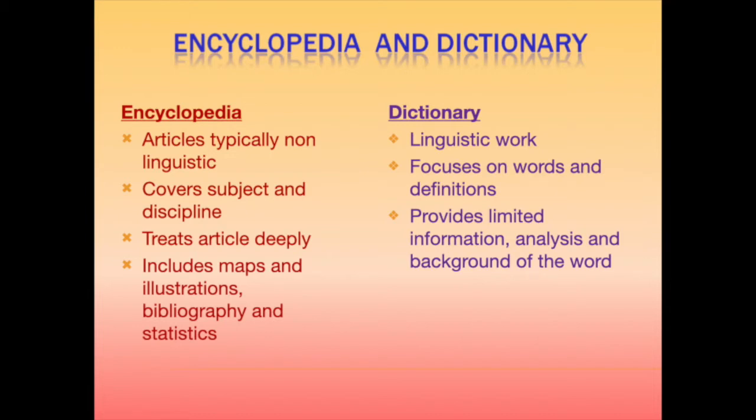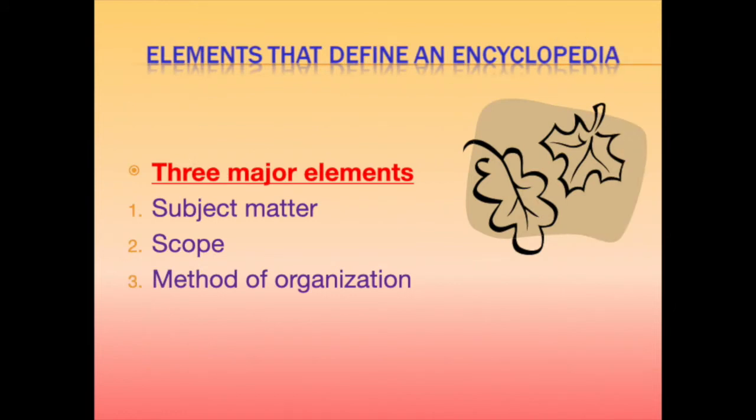The article is able to treat it in more depth and convey the most relevant accumulated knowledge on that subject. An encyclopedia article also often includes many maps and illustrations, as well as bibliography and statistics. There are three major elements that define an encyclopedia: subject matter, scope, and method of organization.